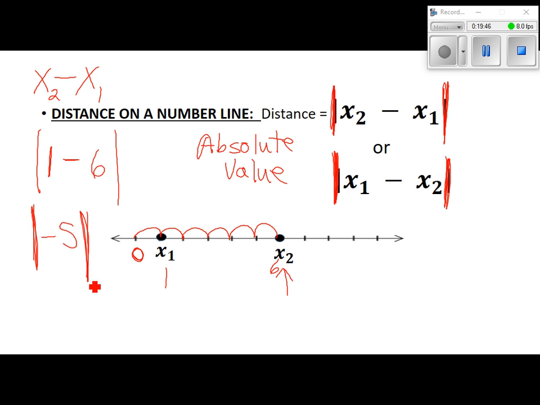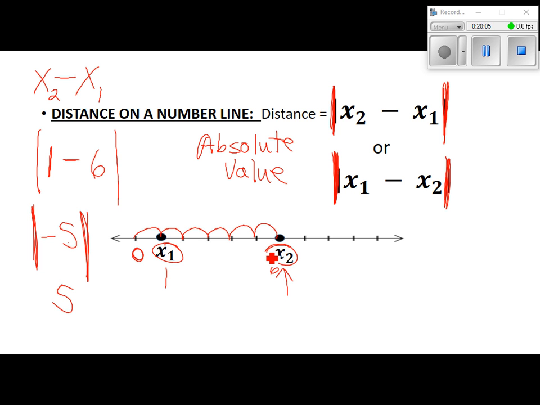And most of you just know that, hey, if it's a negative, you change it to a positive. If it's positive, you keep it positive, right? So what's the absolute value of -5? Five. So how far is it from X1 to X2 there? Five spaces, five units, whatever it is.